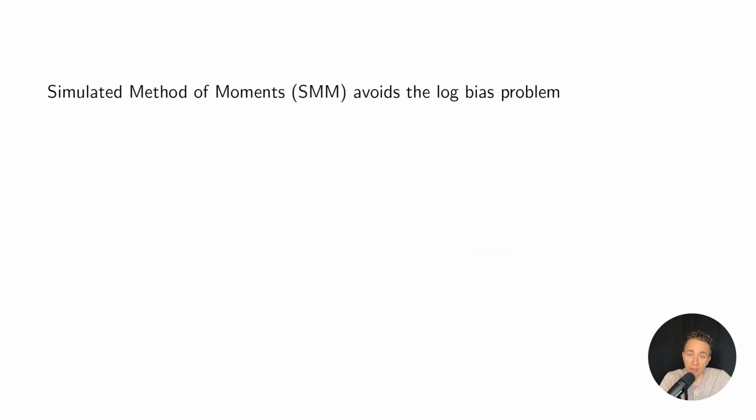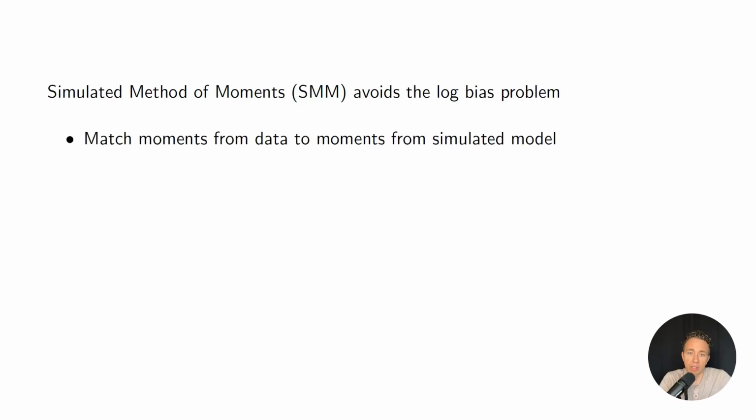So now let's talk about simulated method of moments. And in simulated method of moments, we avoid this bias from the log. And how is that possible? Well, because in a prior video where we talked about the binary logit, we're just trying to match d with p. There's no log of p happening. That's the main reason why we don't have this bias in simulated method of moments.